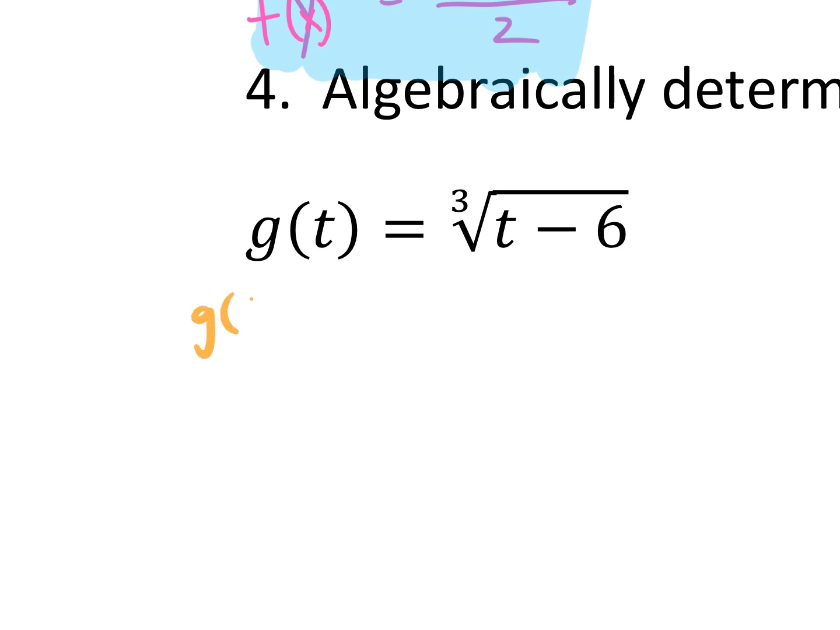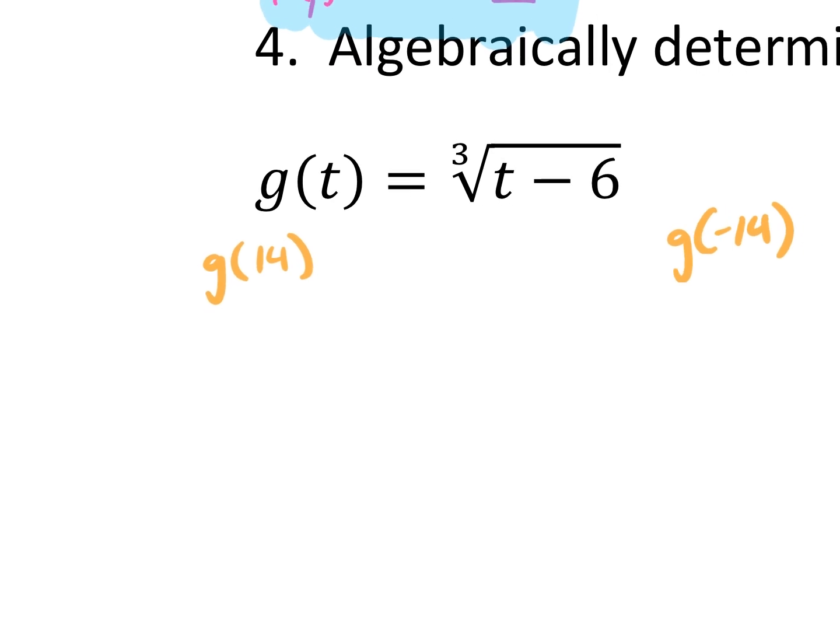So I'm going to plug in g of 14. And I have to plug in its opposite too, so negative 14. Usually we would plug in like 2 and negative 2, just because they're going to be nice, easy numbers to plug in. But here, since we have the cubed root, you can plug in whatever number you want and its opposite. So if we pick positive 14, we have to do negative 14 also.